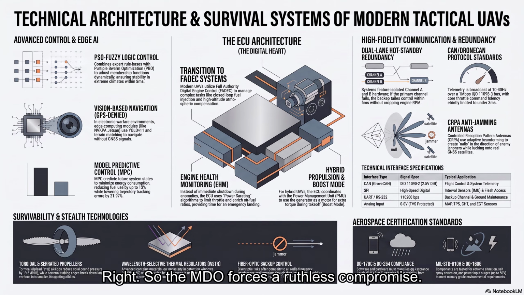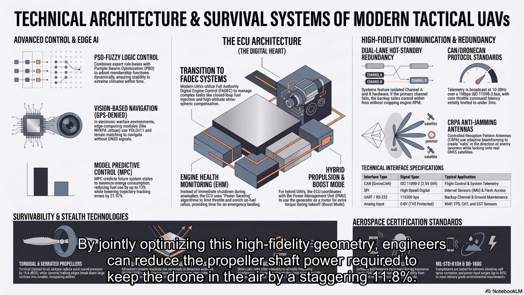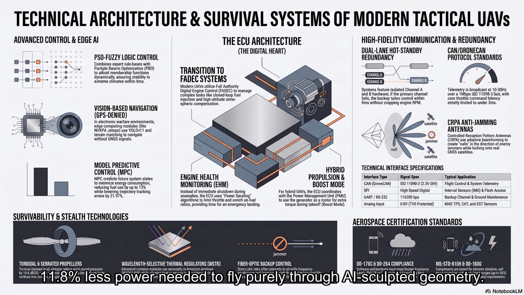Right. So the MDO forces a ruthless compromise. The AI wants a paper-thin, aerodynamically perfect blade. The structural math demands a thick, heavy, indestructible club. They fight it out mathematically for millions of iterations until they find the exact geometry that satisfies both. And the result? By jointly optimizing this high-fidelity geometry, engineers can reduce the propeller shaft power required to keep the drone in the air by a staggering 11.8%.